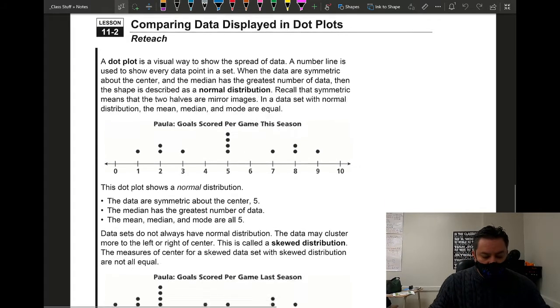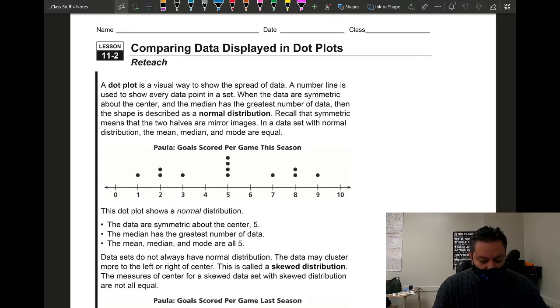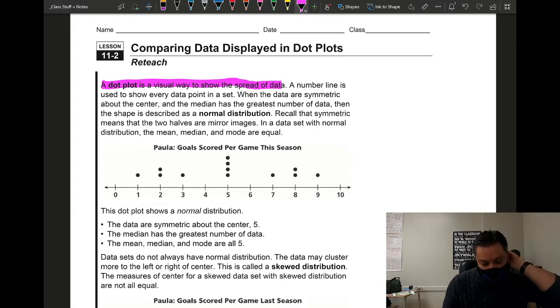Now, compare data displayed in dot plots. It says right here, a dot plot is a visual way to show the spread of data. That's what a dot plot is. And we talked about dot plots in the two previous videos. I'll leave one of them for you right here. It says a number line is used to show every data point in a set.